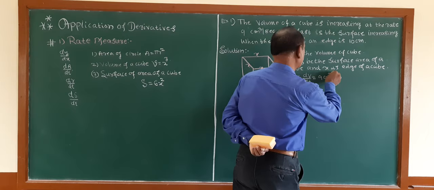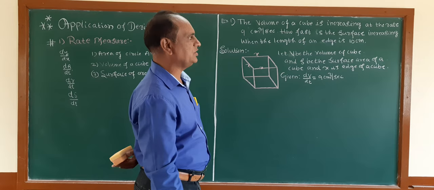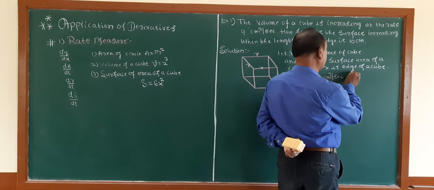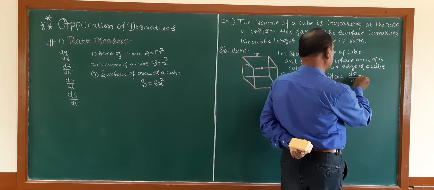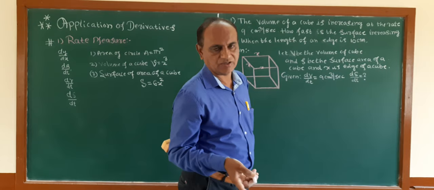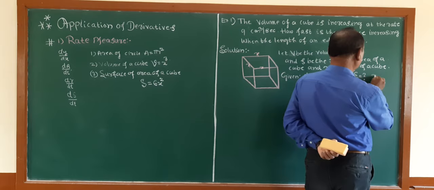Then the requirement: how fast is the surface area increasing. We have to calculate that. So the surface area, dS by dt, is equal to question mark. When the edge, that is x, is equal to 10 centimeter, that is given.